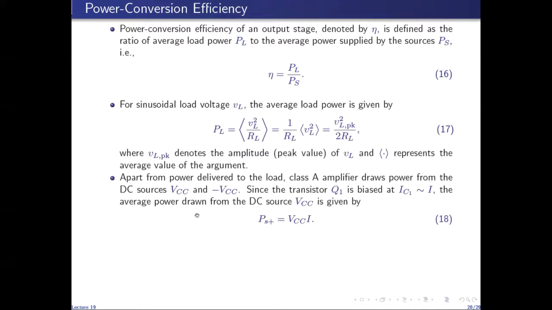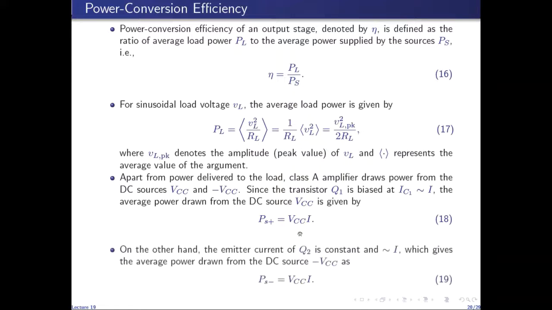So this means that the average current drawn from the DC source, VCC, is equal to I, multiplied by the voltage of the DC source, which is VCC. So VCC times I gives us the average power supplied by the DC source plus VCC. Since the voltage of the source is VCC and the average current drawn by Q1 from VCC is I, the average power supplied by the source plus VCC is equal to VCC times I.